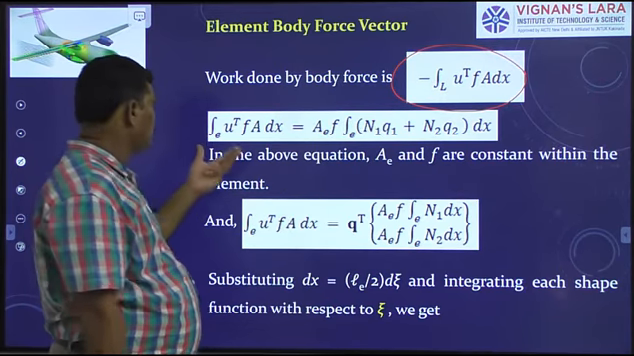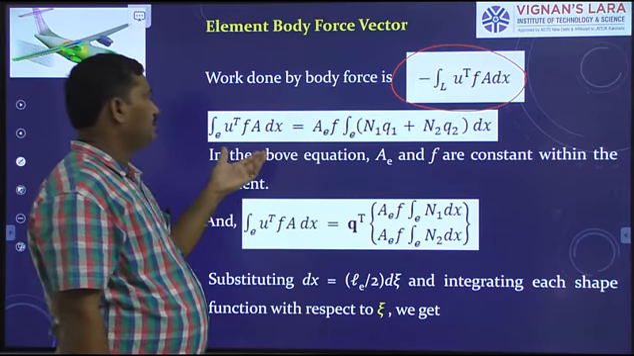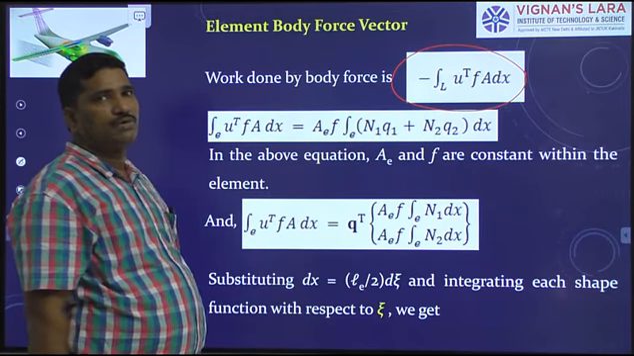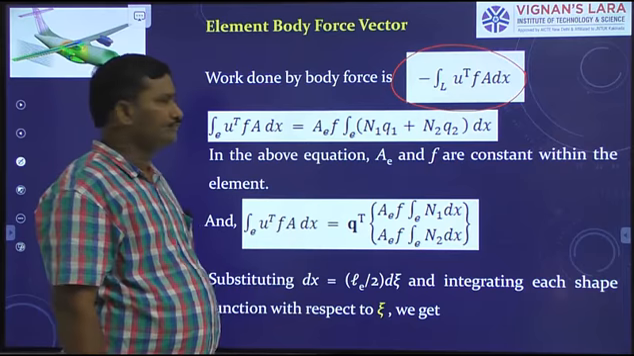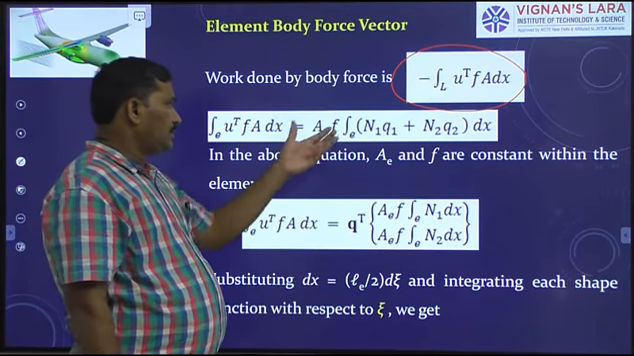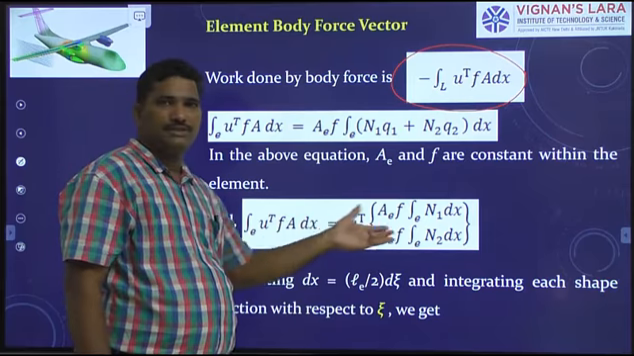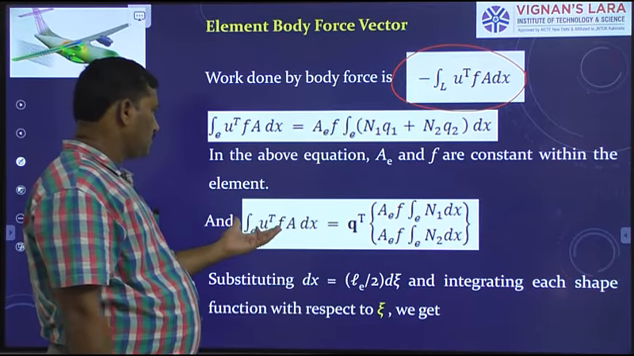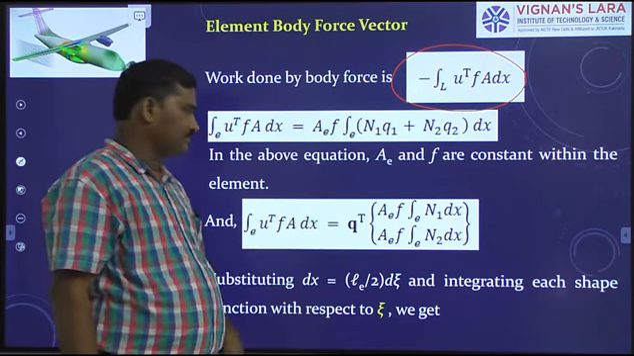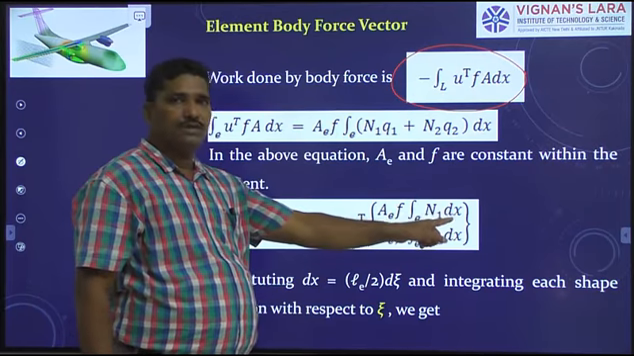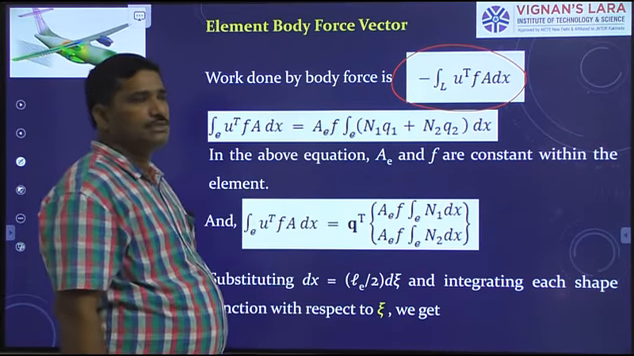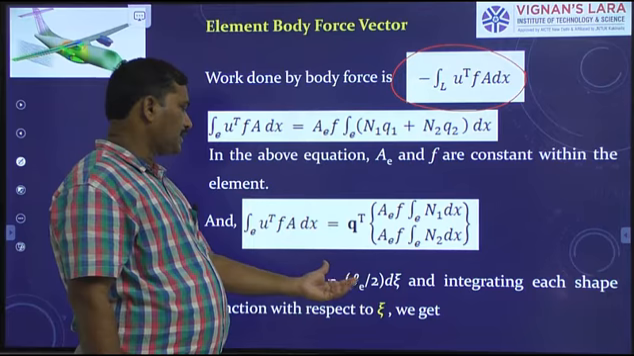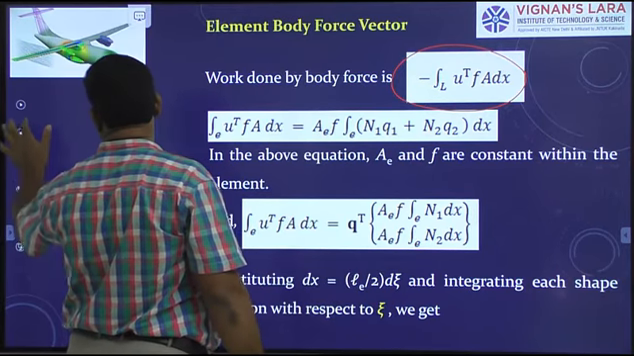Now for an element, we take the expression like this and expand using the displacement u equal to N1 q1 plus N2 q2 into dx, and this you can write like this. We saw in the previous class how this expression becomes like this. Later the global coordinate x was converted into natural coordinate, hence in place of dx you can write LE by 2 into dξ.